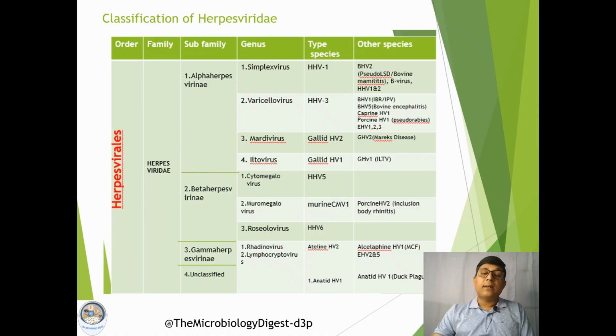Now, this is the classification. As I said, it has been upgraded to an order. Family is Herpesviridae. It has subfamilies: Alphaherpesvirinae, Betaherpesvirinae, and Gammaherpesvirinae, and the last one is unclassified. Alphaherpesvirinae is further subdivided into four genera: Simplexvirus, Varicellovirus, Mardivirus, and Iltovirus. Betaherpesvirinae has three genera, Gammaherpesvirinae has two genera, and unclassified does not have any genera. Then these are the type species, and a number of other viruses are also included in this family and genera.